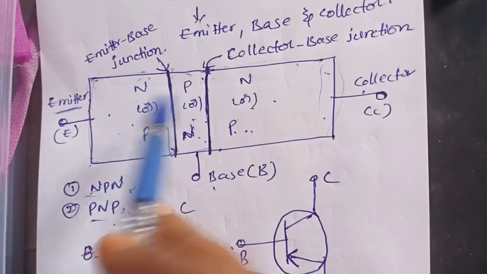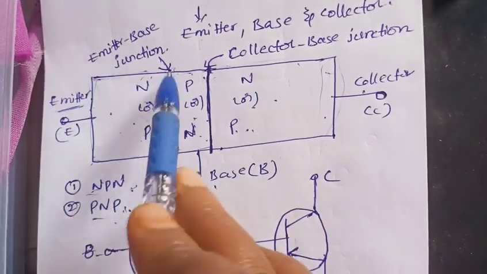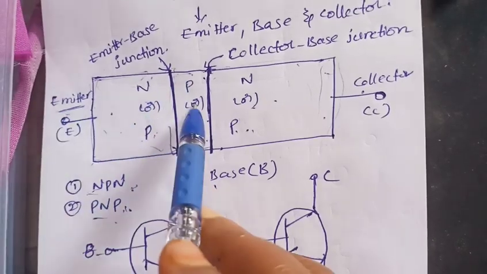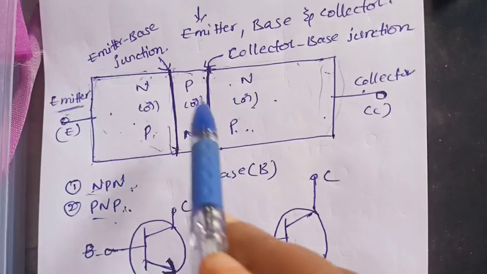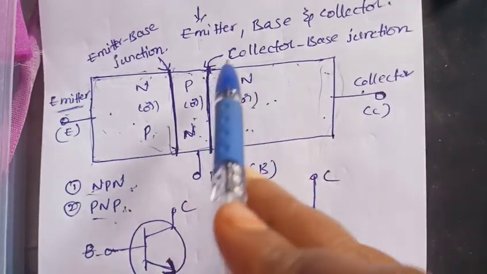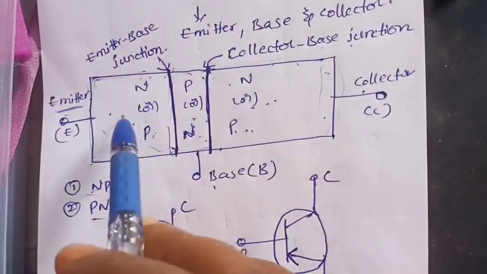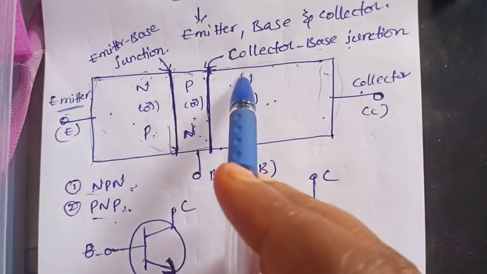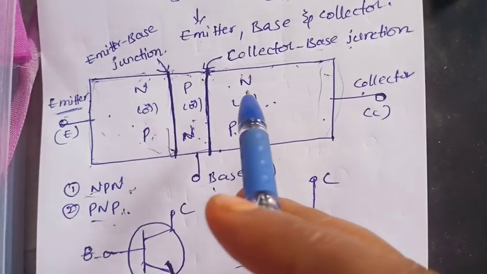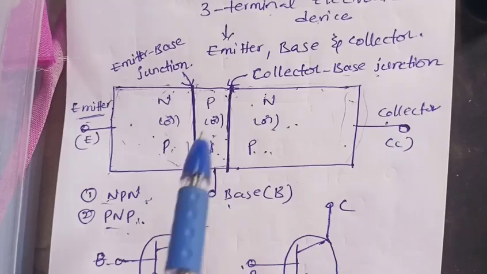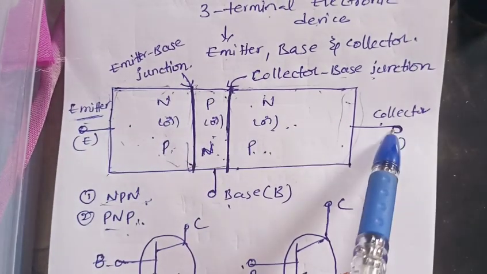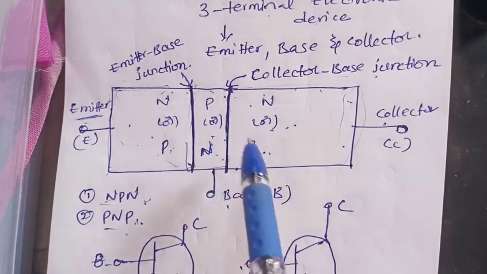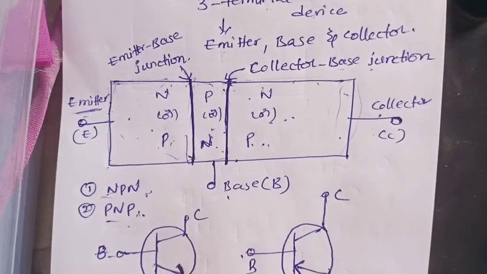And a BJT also has two junctions. The junction between emitter and base is known as the emitter base junction, and the junction between base and collector is known as the collector base junction. Simply, they are known as the emitter junction and the collector junction. As it has three regions, emitter, base, and collector, let us discuss the three regions briefly.